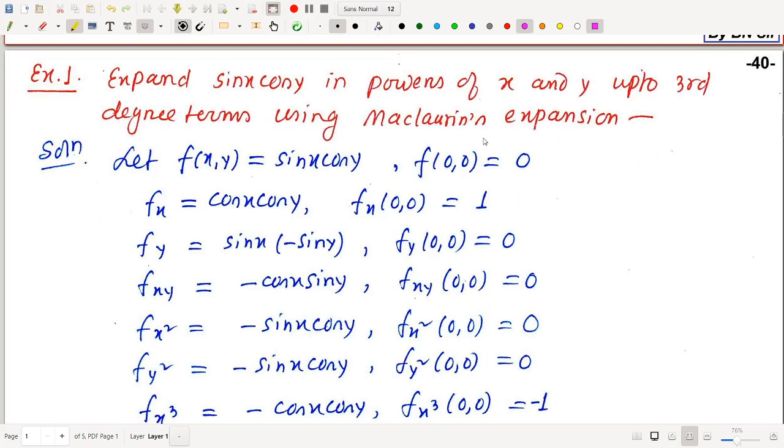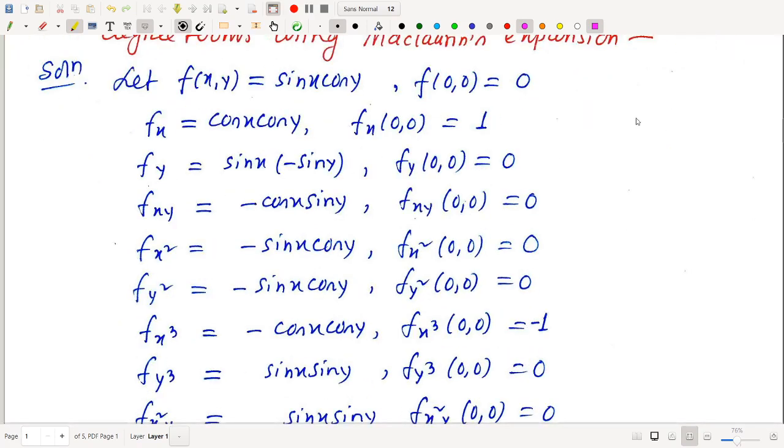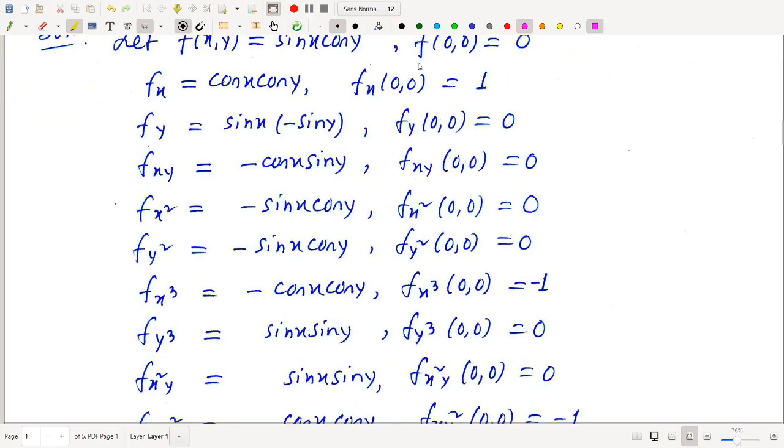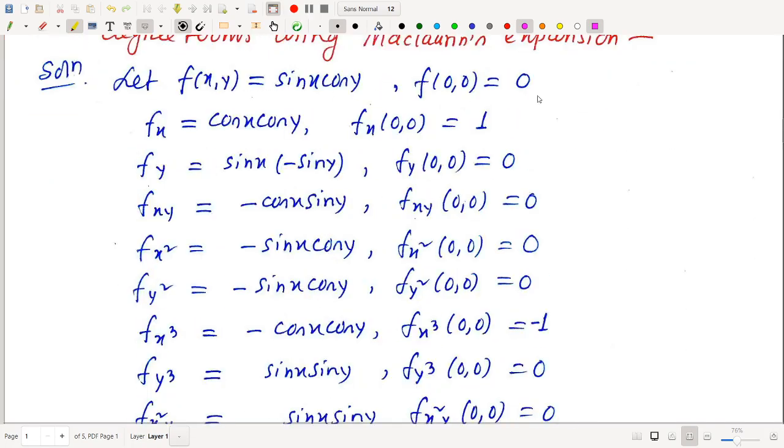Okay, now let us see some examples. Example number 1: expand sin x cos y, a function of two variables x and y, in powers of x and y up to third degree terms using Maclaurin's expansion. So this time we shall calculate all the partial derivatives at the point (0, 0), at the origin. So f(x, y) is here sin x cos y. Okay, so f(0, 0) is sin 0, which is 0.